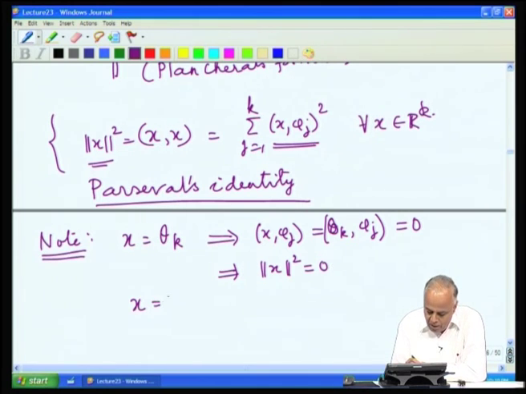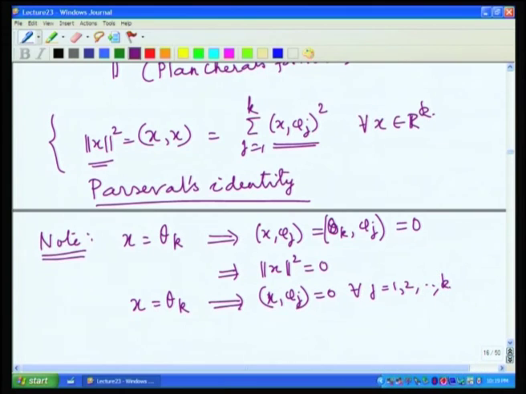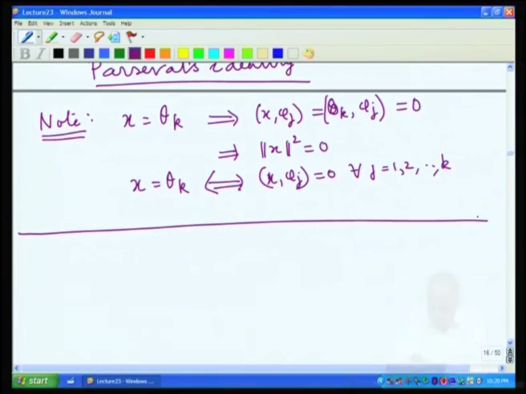So, whenever x is the 0 vector, the Fourier coefficients are all 0 for every j equal to 1 to k. Conversely, if the inner product of x with phi j is 0 for all j, then the Fourier expansion tells you all the coefficients are 0, and therefore, the vector must be 0. So, a vector is the 0 vector if and only if it is orthogonal to all the basis vectors. This is one criterion for phi 1, phi 2, up to phi k to be a basis. We will look at it later.